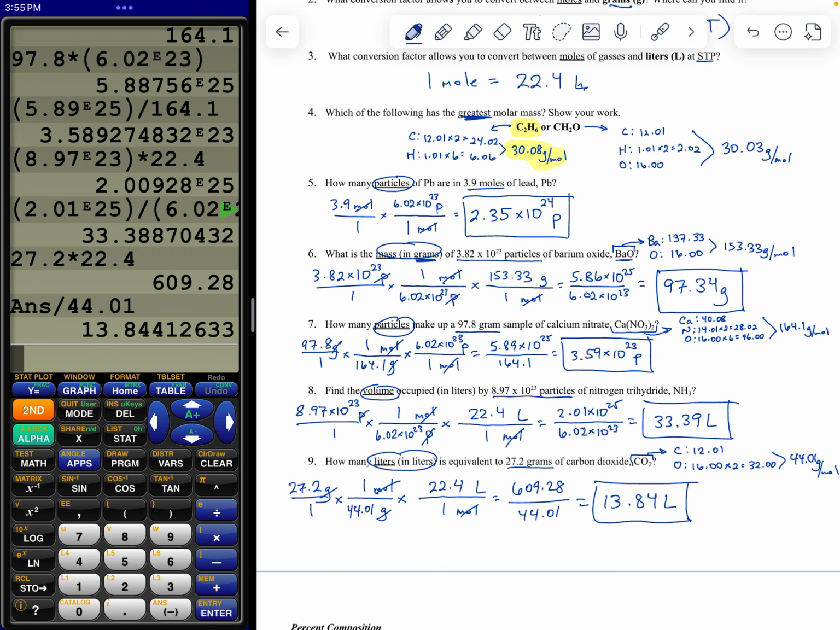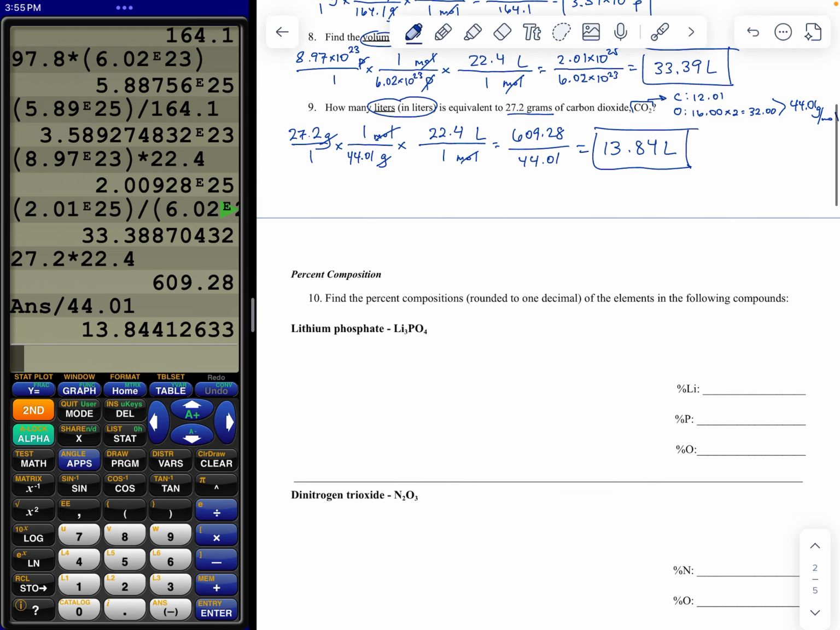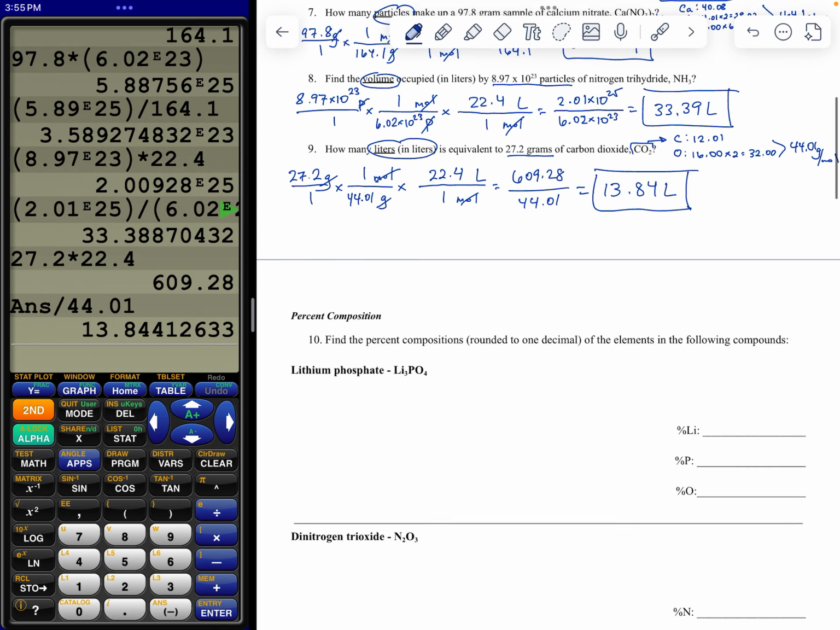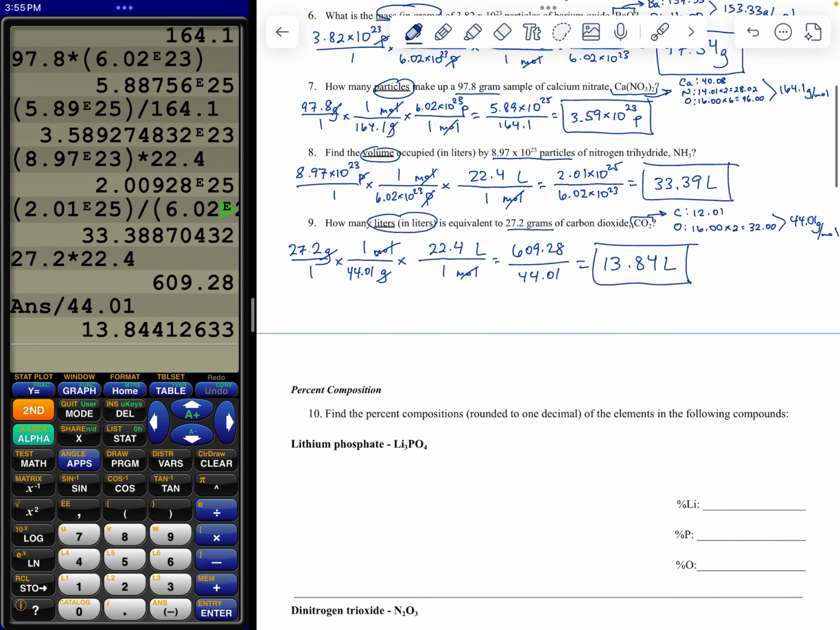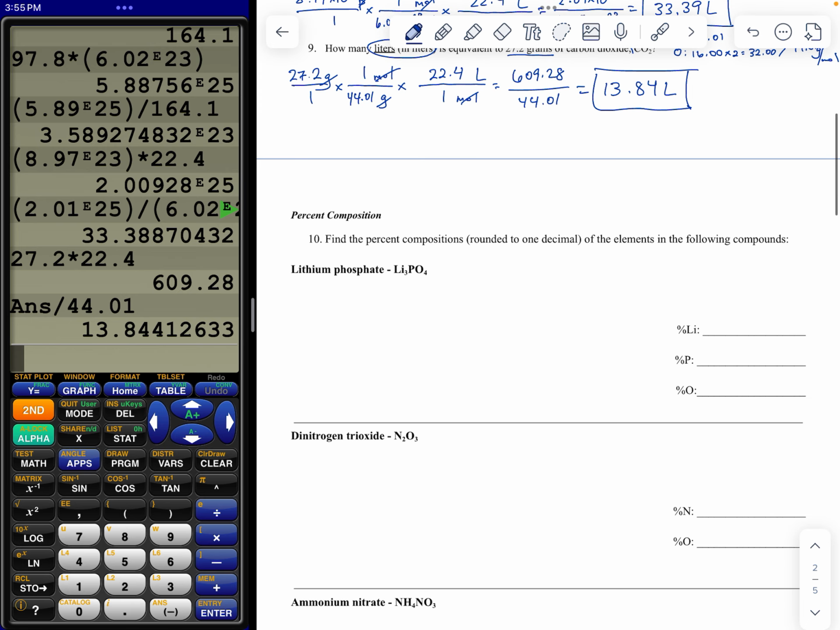All right, so we did that pretty quickly, all things considered. And so now what we're going to do is jump over to some percent composition. We did a lot of unit converting at the beginning of the unit, and then we started to get into percent composition, which is truly just taking the molar mass to get the total mass of our compound, and then figuring out how much percent of that compound is made up of each element that makes that compound up.